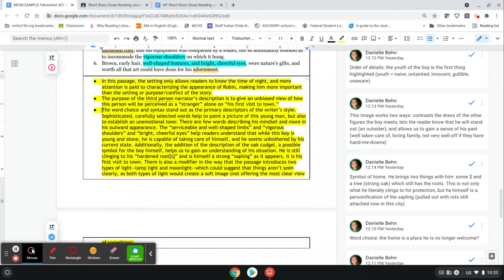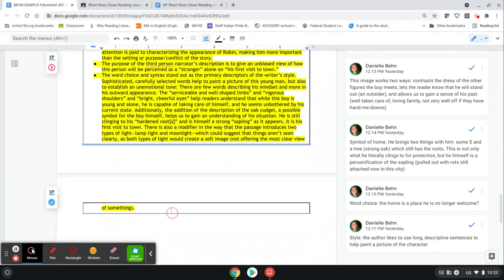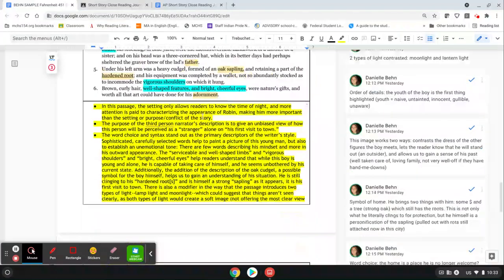Additionally, the addition of the description of the oak cudgel, a possible symbol for the boy himself, helps us to gain an understanding of his situation. He is still clinging to his hardened roots, and he himself is a sapling, as it appears. It is his first visit to town. There is also a modifier in the way the passage introduces two types of light, lamplight and moonlight, which could suggest things aren't seen clearly, and both types of light would create a soft image, not offering the most clear view. So the last part that I have to add is, what is the effect of the writer's choices?